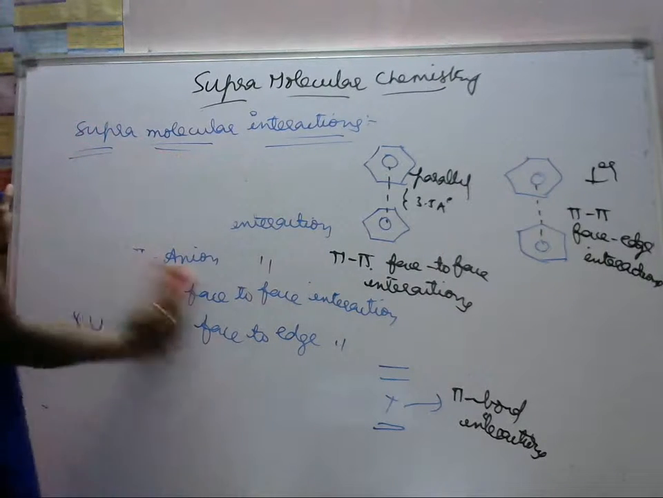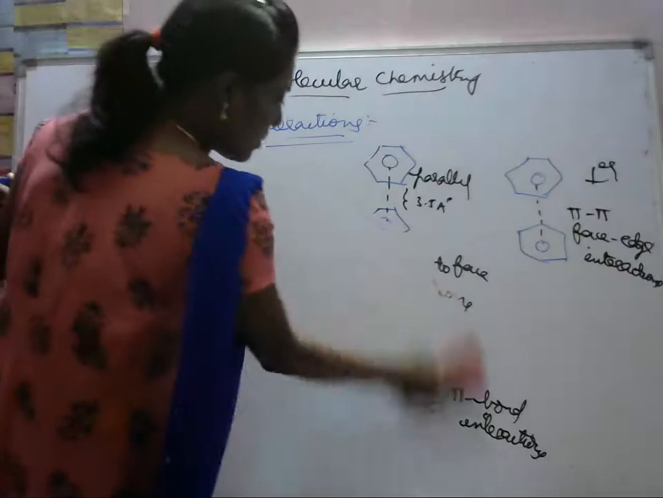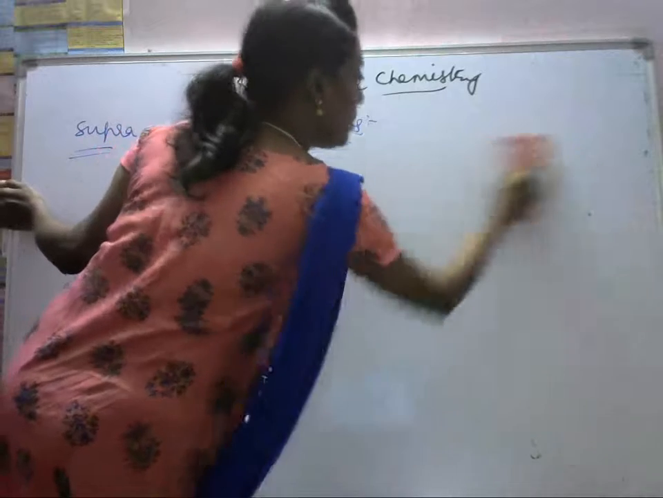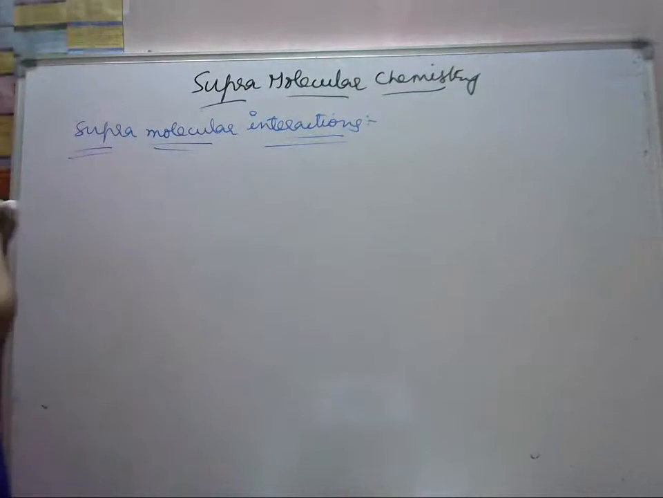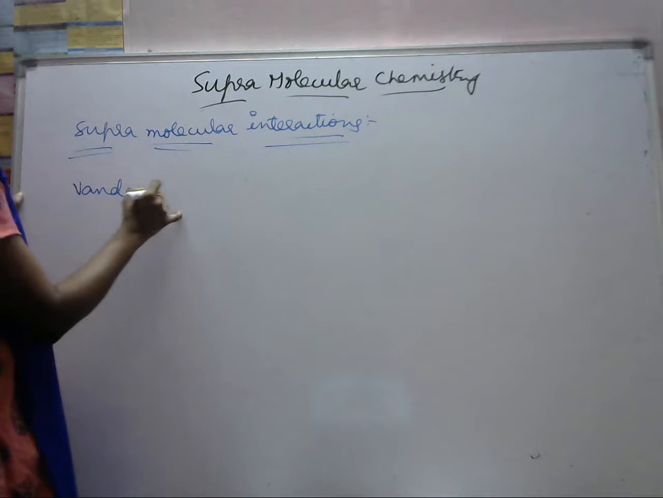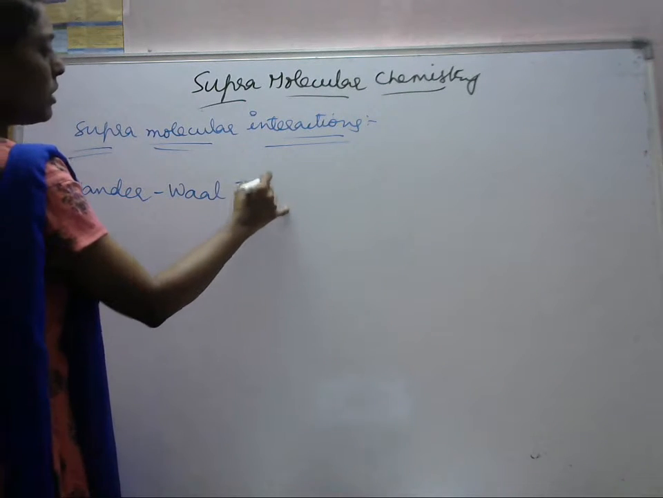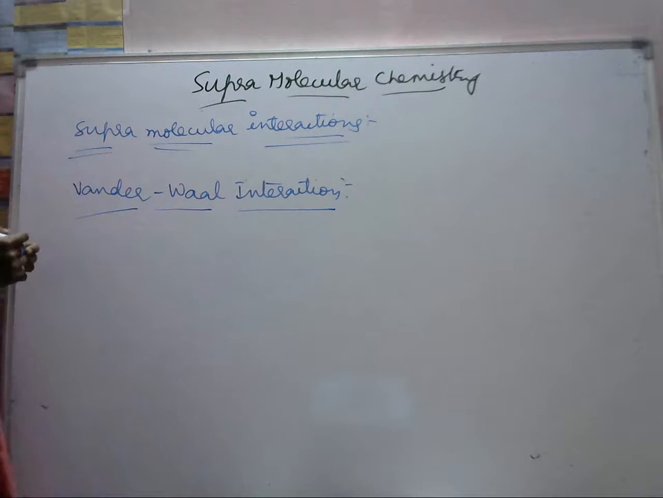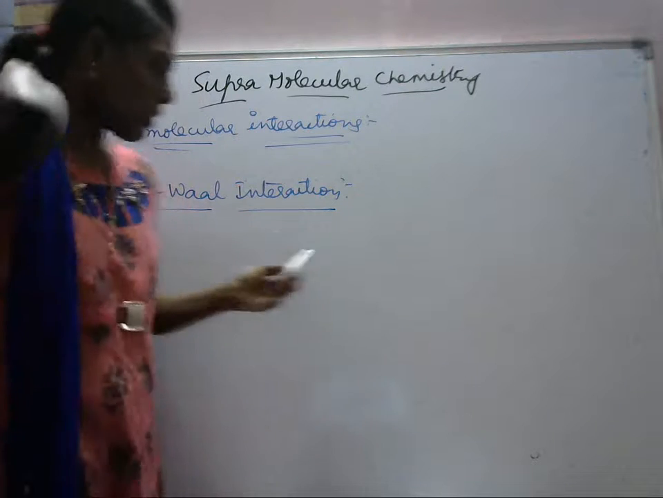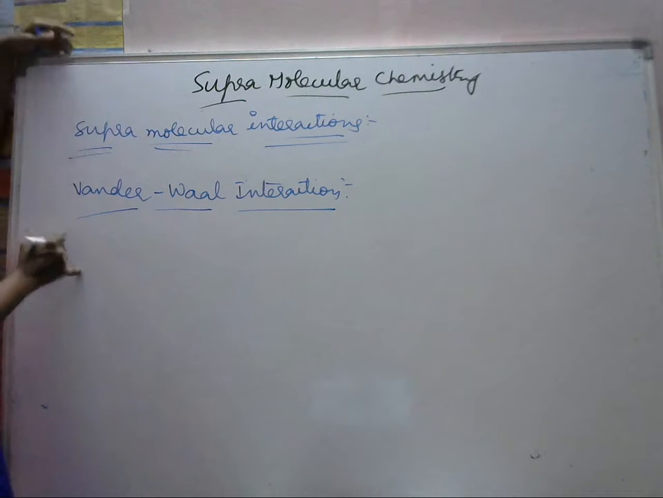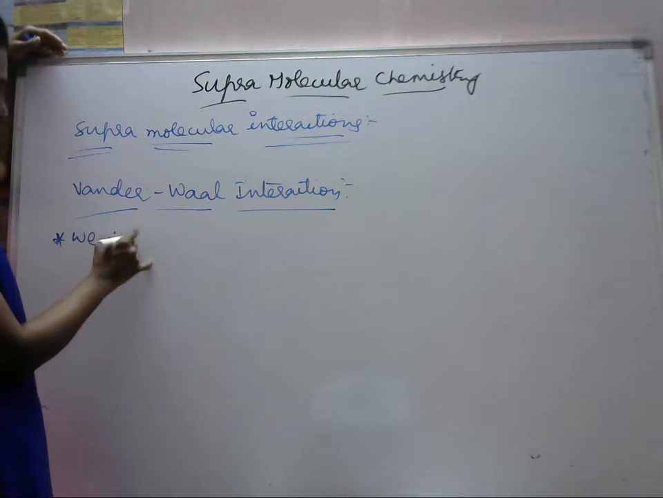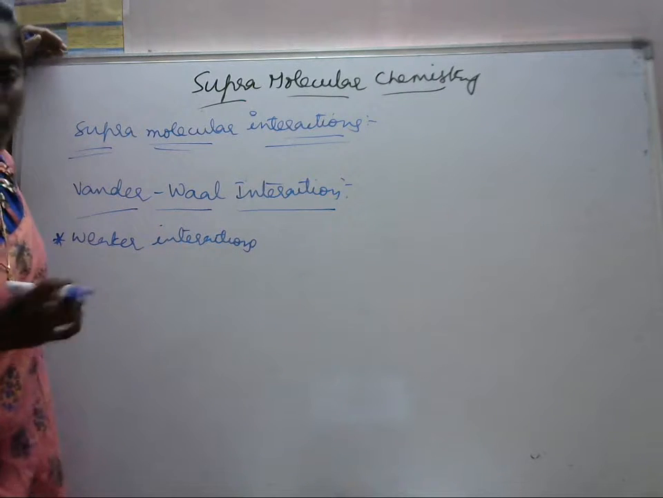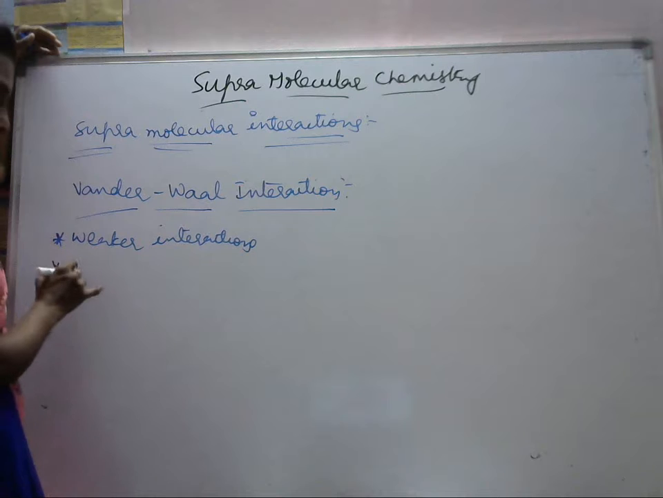Okay, so the next and last type of interaction is van der Waals interaction. These are said to be weaker interactions. Just attractions will be there between molecule to molecule. Here, London forces are present between atoms or molecules.